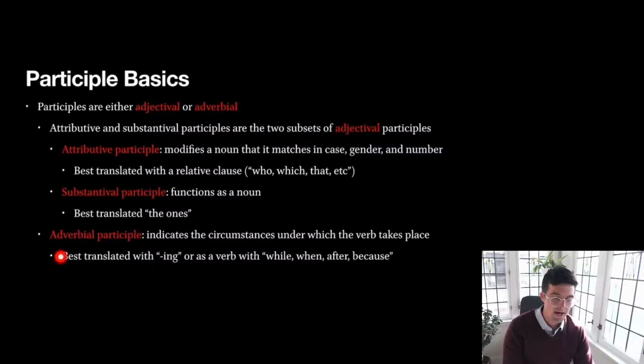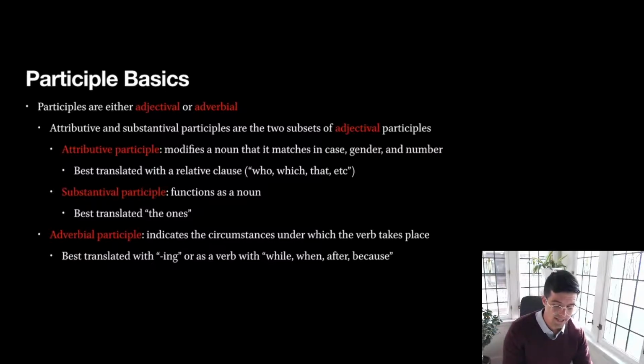The other category is an adverbial participle, and it is not going to directly modify a noun or function as a noun in the sentence, though it will be related to another noun or subject in the sentence. But it's going to tell us the circumstances under which the action of the main verb took place. So you can see that adverbial is "add to" or "towards" the verb. So it's functioning more towards the verb in the sentence than the noun.